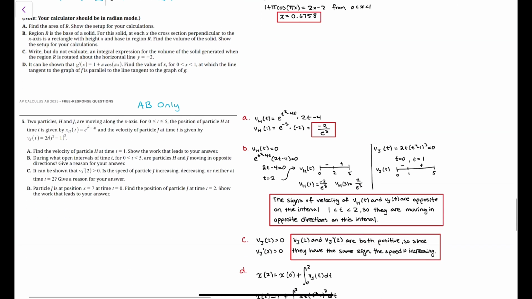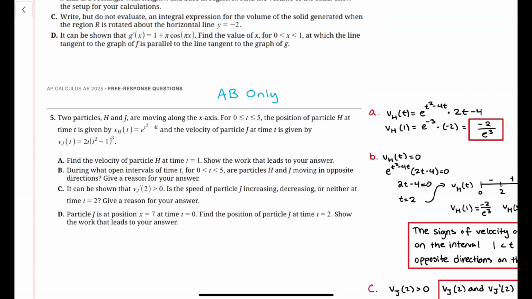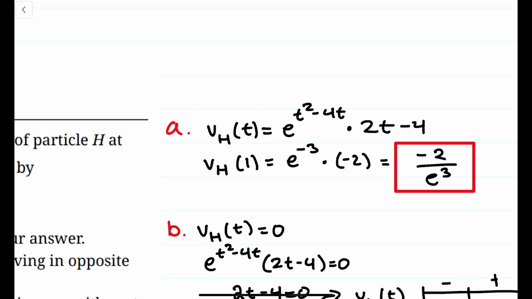Okay, the next AB FRQ is the fifth FRQ, and we're given two particles. We're given x of h and v of j. So part A asks us to find the velocity of particle h at t equals 1. So all we do is take the derivative of x of h of t and evaluate that at 1. The derivative is e to the t squared minus 4t, and then chain rule, so you have to multiply by 2t minus 4, and then evaluate that at 1, it's -2 over e to the 3, or -2 times e to the -3.